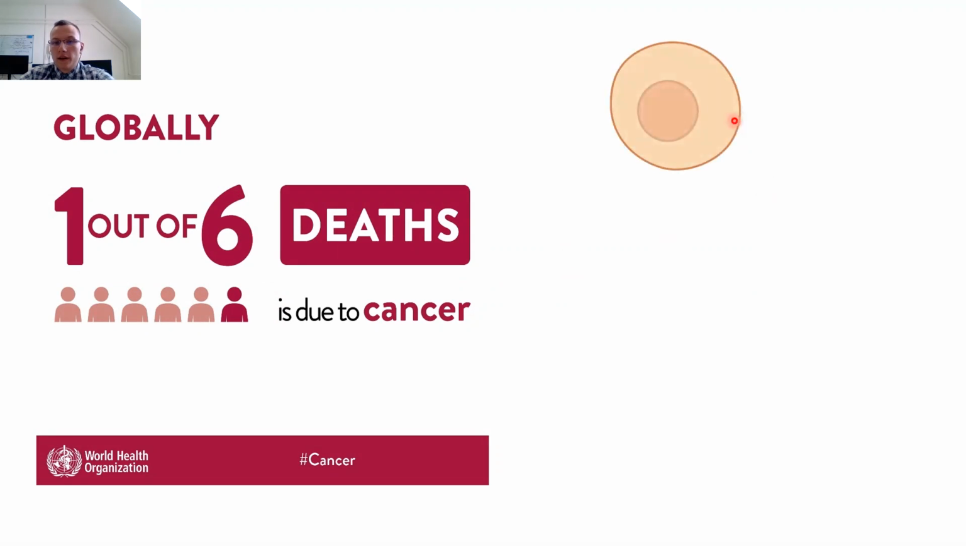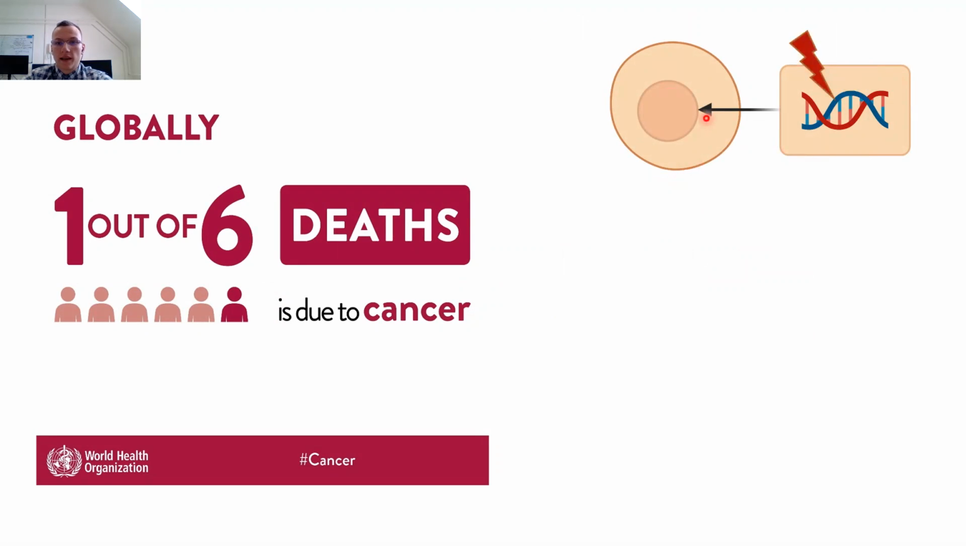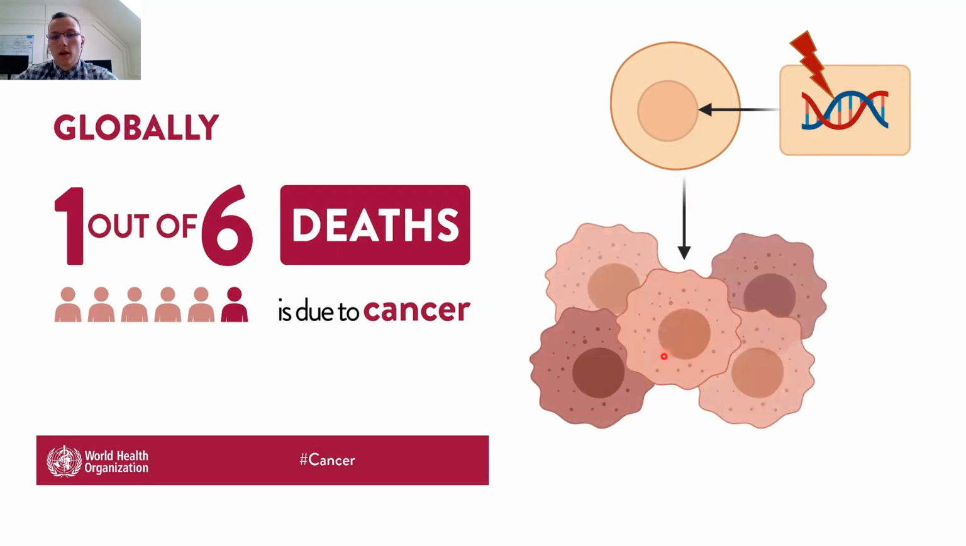Our cells have a well-written program, the DNA, that tells them when and to what extent they should divide. If this program goes wrong, some of our cells may begin to divide in an uncontrolled manner and tumors develop. For simplicity, I will use the terms tumor and cancer as synonyms.